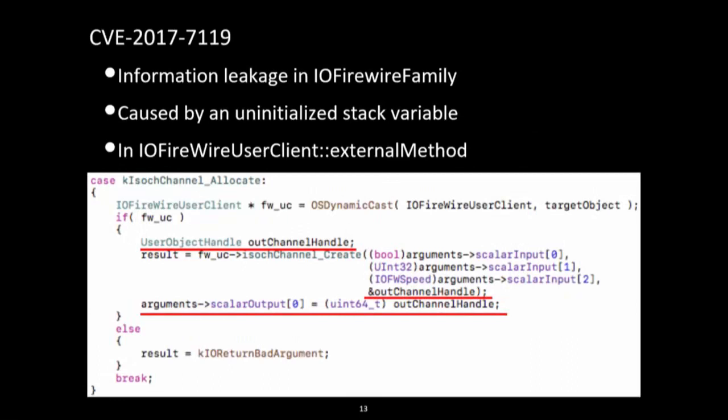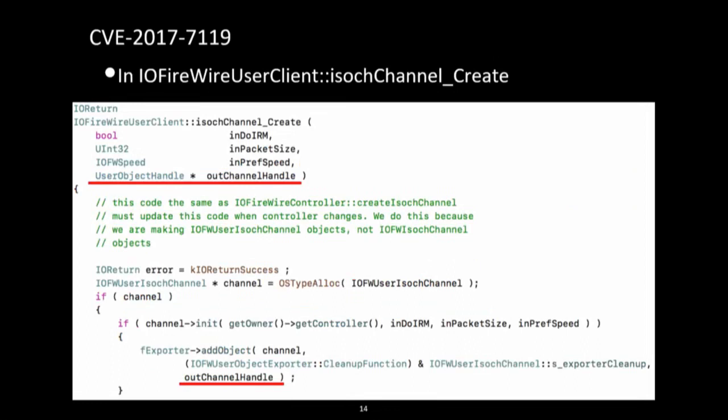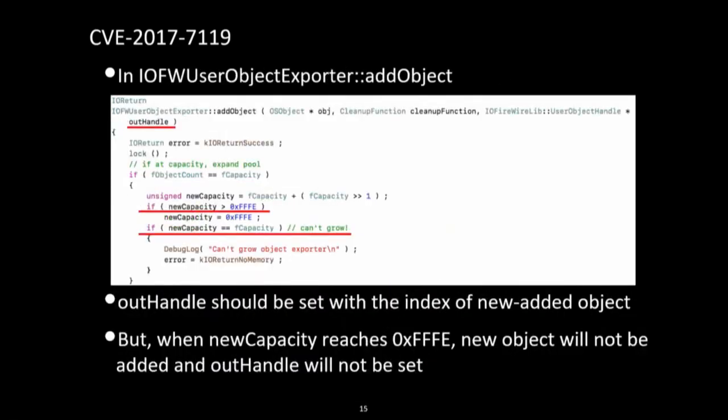This is the first vulnerability. It is an information leak in IOFireWireFamily. It is caused by an uninitialized kernel stack variable, which is the out channel handle in the IOFWUserClient channel alloc case. As you can see in the IOCH channel create, the out channel handle is passed into the add object function. In this function, you can see the out handle should be set with the index of the newly added object. But when the new capacity reaches 0xFFFE, the new object will not be added, and the out handle will not be set.